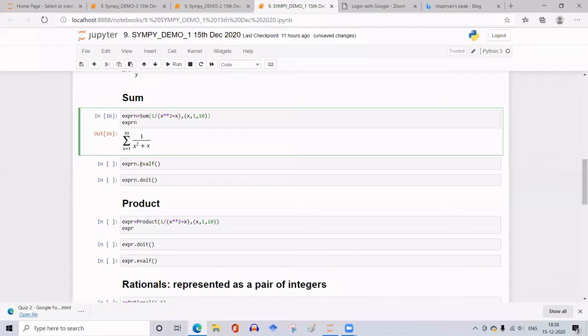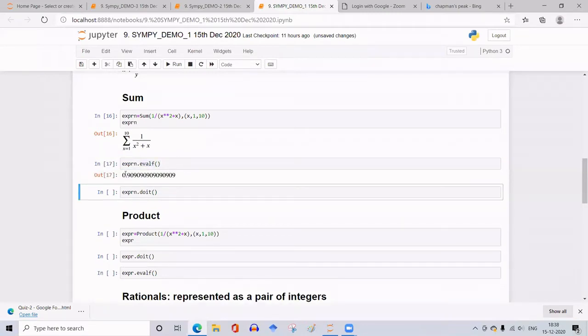To evaluate this, the function is evalf with blank parentheses. Write the expression variable name you want to evaluate, which is in the form of the sigma, then evalf with closed blank parentheses. This will evaluate this whole thing and give me the answer. If you calculate this, substituting 1 to 10, you get 0.9090 like this.